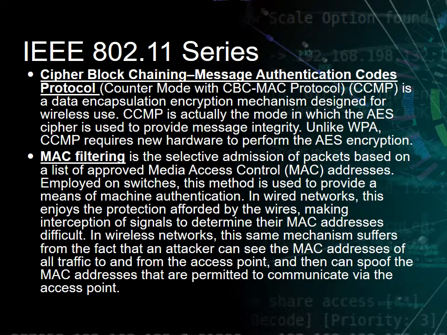Then there's MAC filtering, which is a selective admission of packets based on a list of approved media access control addresses. They're often employed on switches and wireless access points. This method is used to provide a means of machine authentication. In wired networks, this enjoys the protection afforded by the wires, making interception of the signal to determine their MAC addresses difficult. In a wireless network, though, the same mechanism suffers from the fact that an attacker can see the MAC addresses of all traffic to and from the access point, and they can spoof the MAC addresses that are permitted to communicate with the access point.